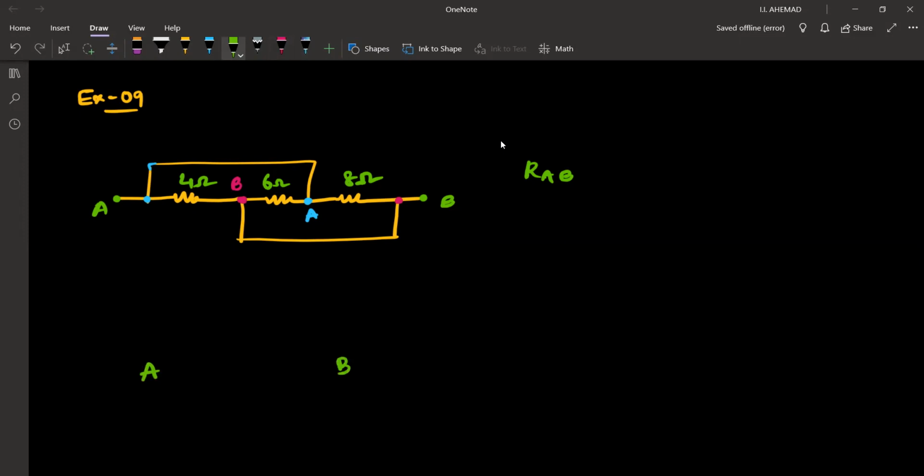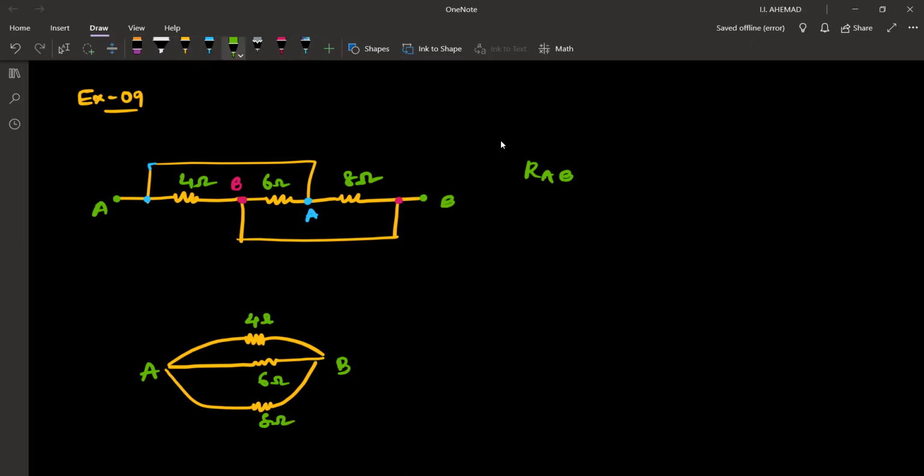A, B. Now I'll look at the first resistor. First resistor is connected between A and B. So I'll draw the first resistor connected between A and B. Now I'll go to the second resistor. It is connected between B and A. So I'll draw between B and A. And the final resistor is connected between A and B. So now I can solve this.